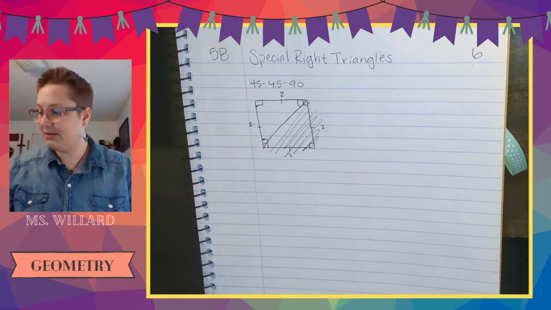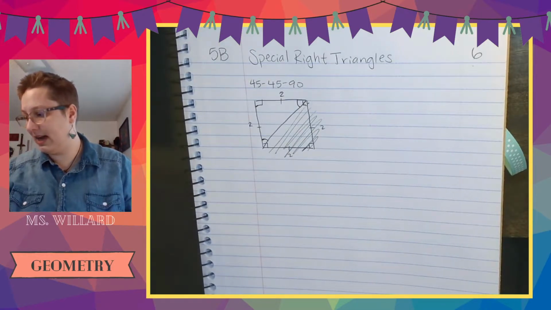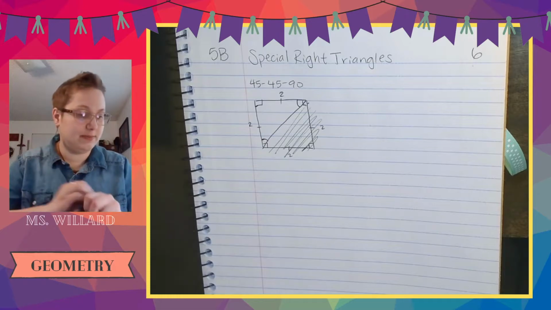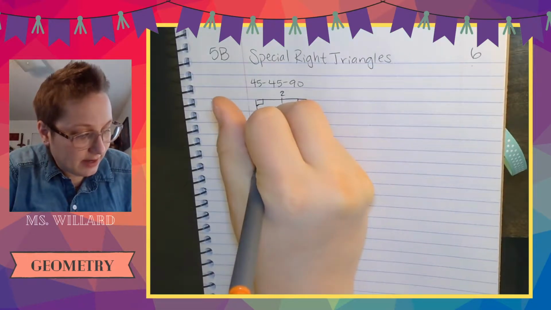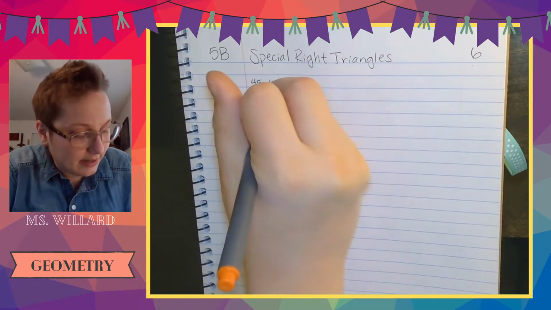That's why it's called, what color am I going to use today? I don't know. Orange, sure. That's why it's called a 45, 45, 90 triangle.